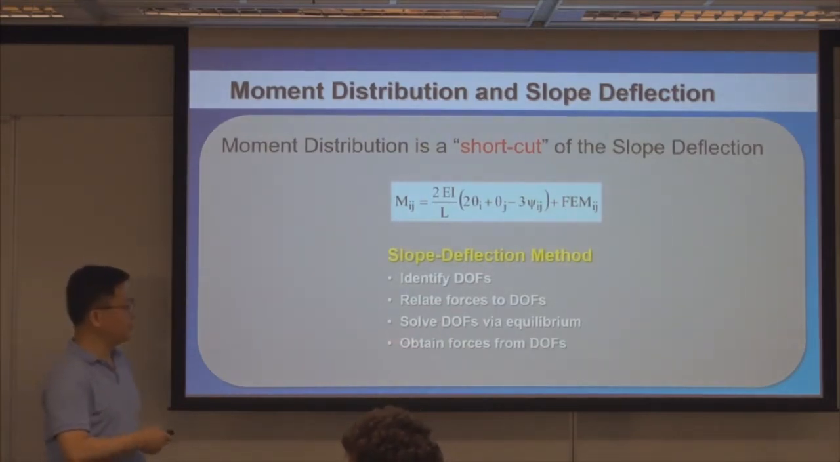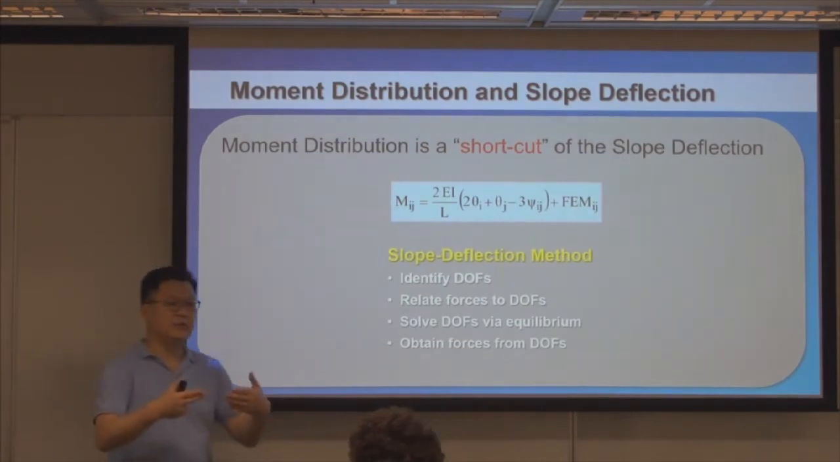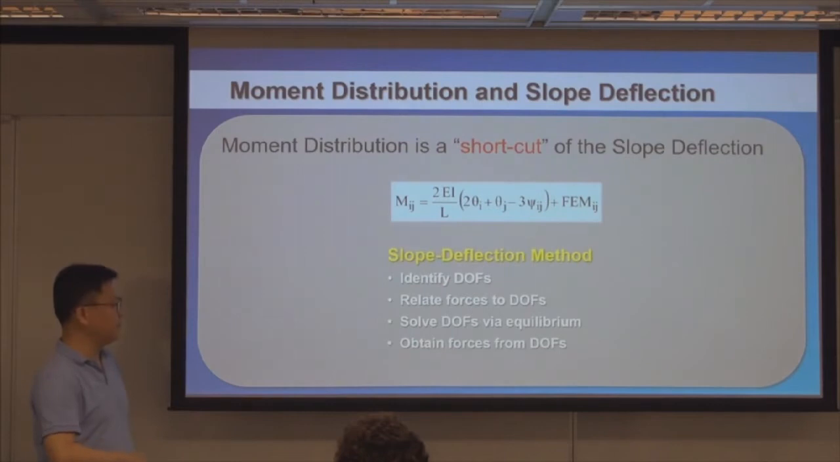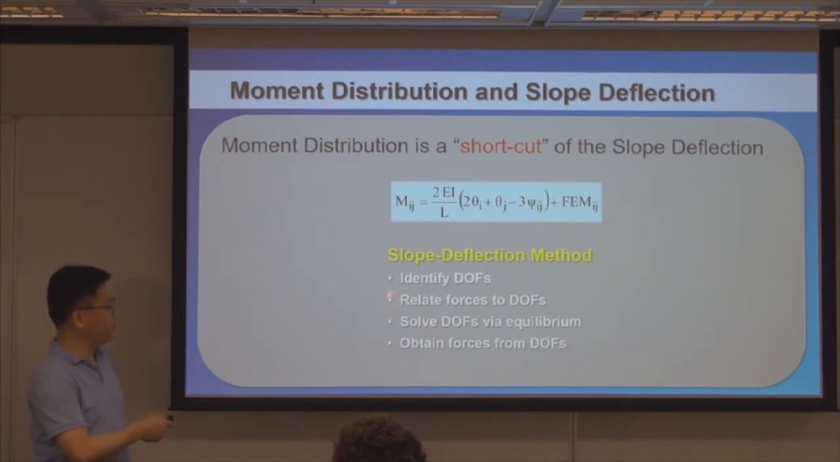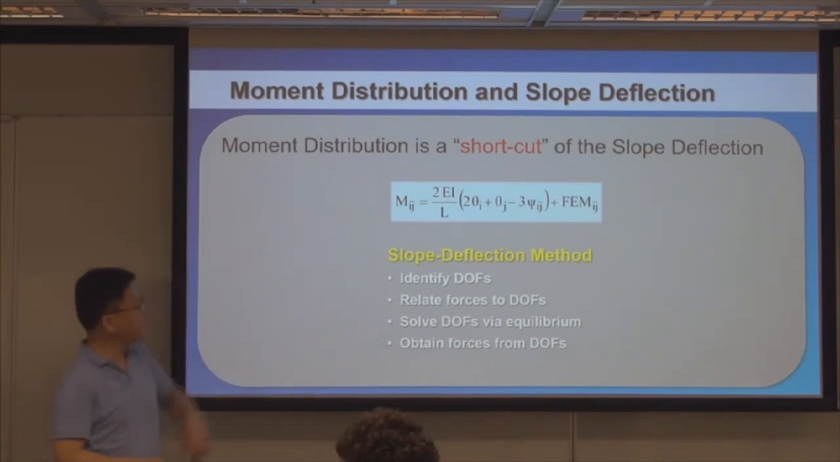And then you set up equations at the joints. The joints are defined as the connections between components. So you set up degrees of freedom, and you solve for them using the equilibrium conditions you set up at the joints. And then you back substitute into the previous step, the force-deformation relationship. Then you can obtain forces from the degrees of freedom that you solved. So this is pretty much the slope deflection approach.